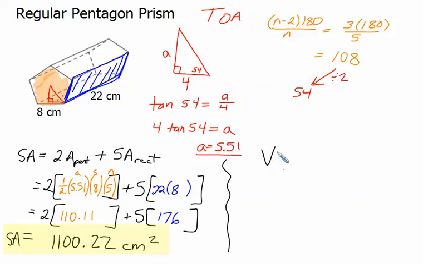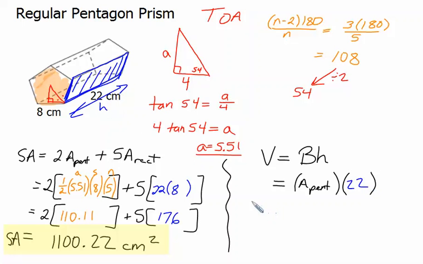Now when it comes to volume, in a figure like this, it's just the area of the base. Hence we're using a capital B for the area of the base times the height. Well, the area of the base is just simply going to be the area of the pentagon, and the height of the figure is the distance between bases. In this case, the distance between our bases is just the 22. That's what we term the height when we're looking for volume.